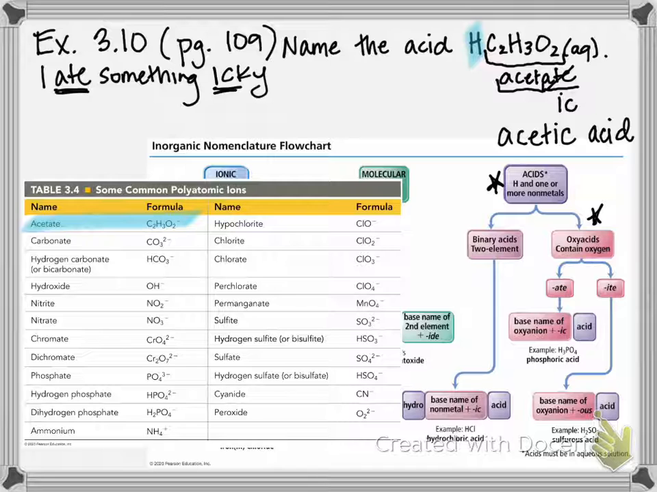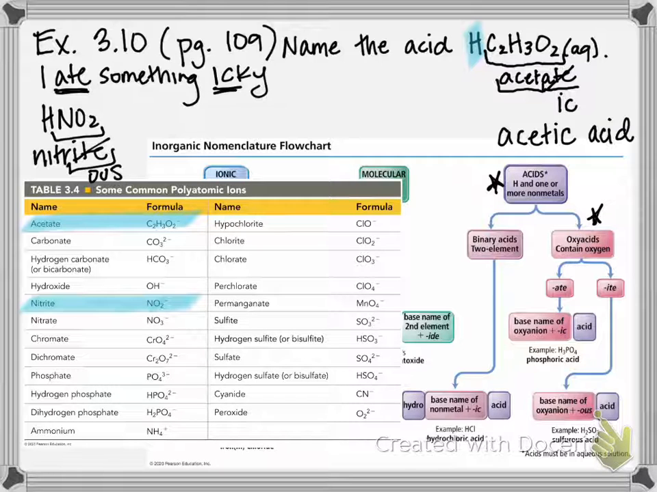The other type of oxyacid is if we have something that ends in an ITE ending. So let's say we had, for example, HNO2. We know it's an acid, we know it's an oxyacid, and NO2, that is the nitrite ion. Nitrite. So for an oxyacid that ends in ITE, the ITE ending changes to OUS, ous. So then this, if we name it, becomes nitrous acid.